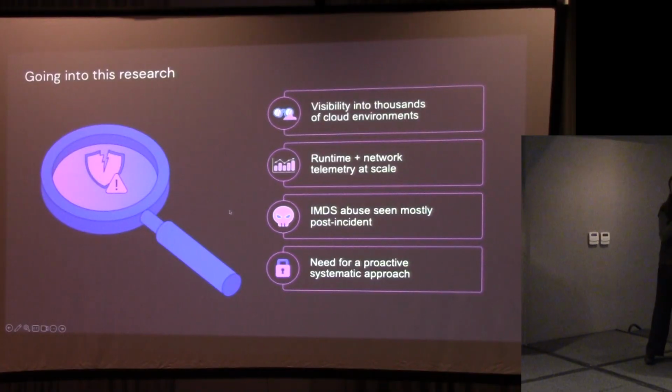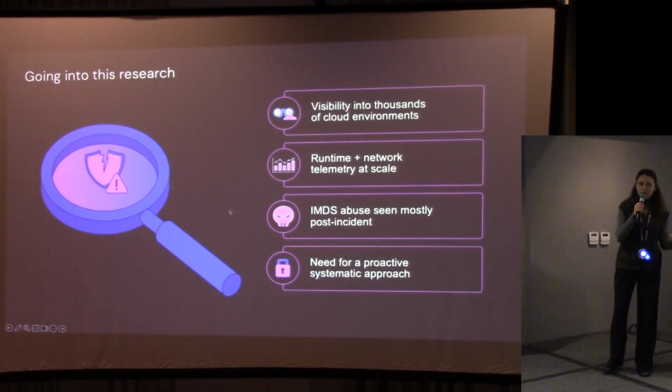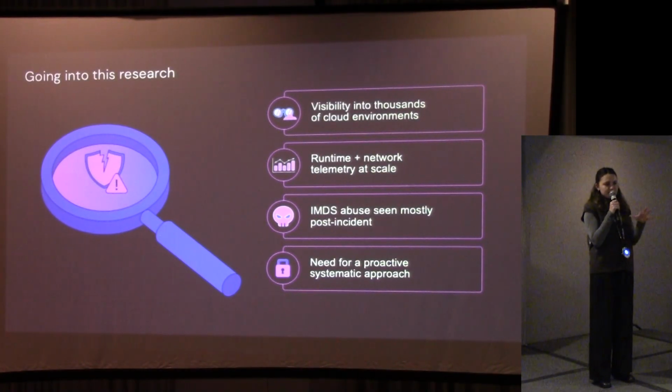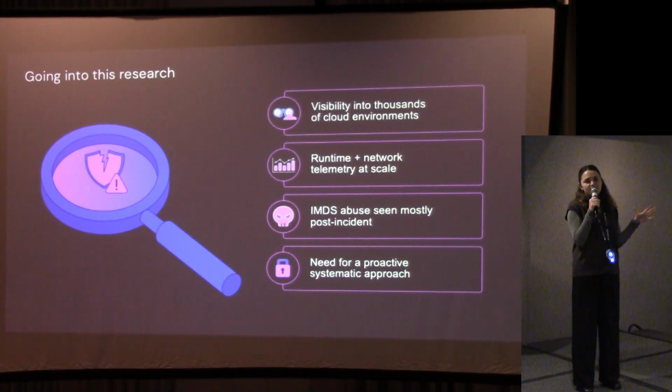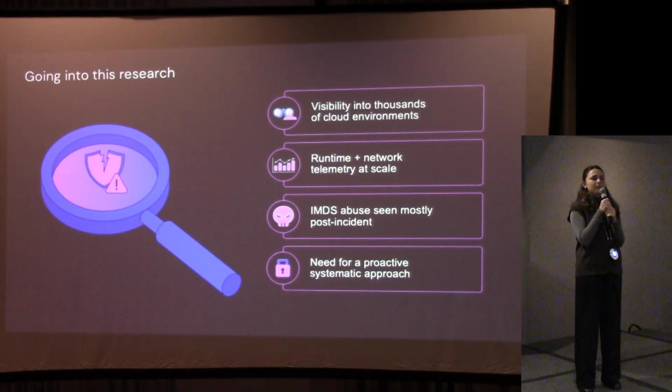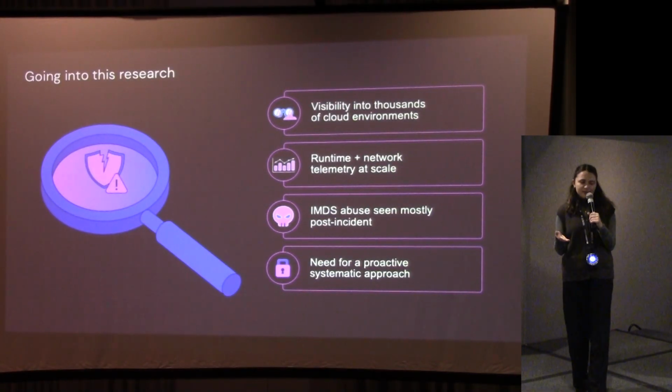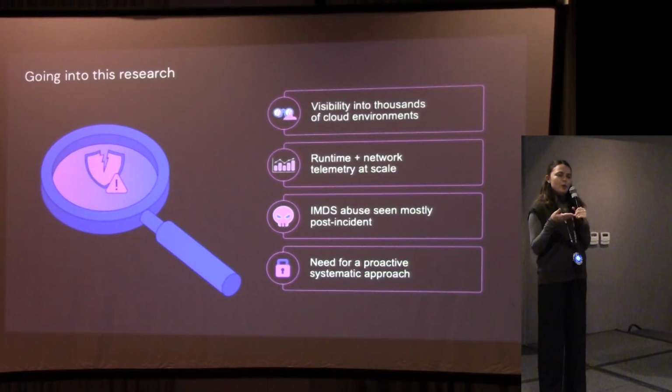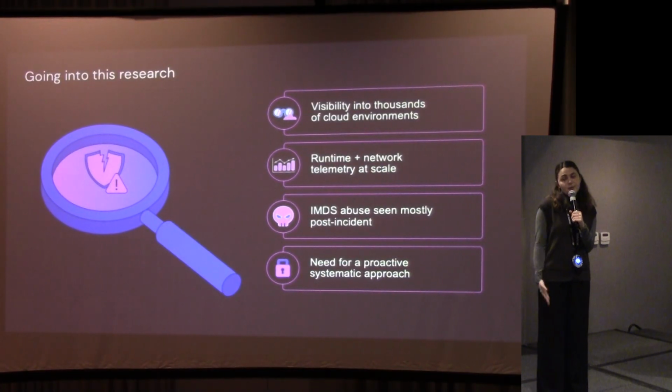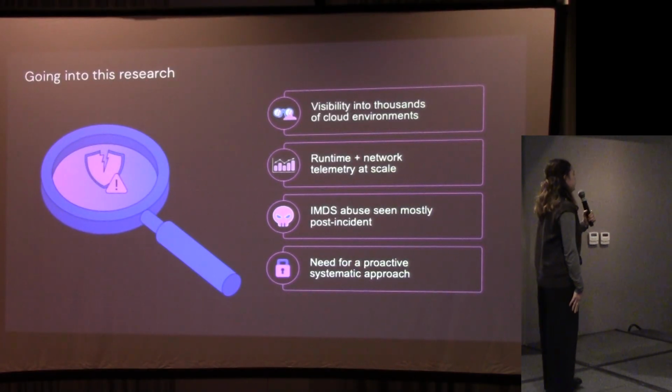So going into this research, we already had visibility into a huge amount of data, thousands of cloud environments with runtime and network telemetry. Across that data, we had seen IMDS abuse show up occasionally, but always as part of a post-incident investigation. Those were valuable, but by definition reactive. What we wanted to do here was different. We wanted to create a systematic, data-driven way to surface this entire class of abuse, even in cases we hadn't seen before, and ideally before they turn into breaches.